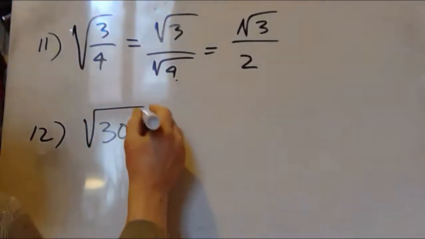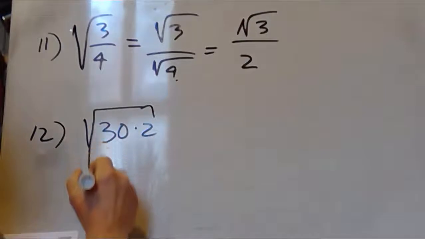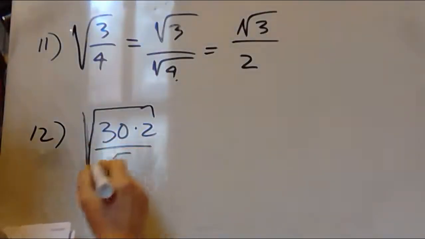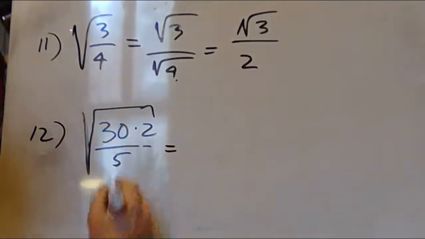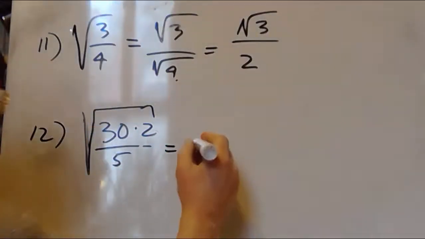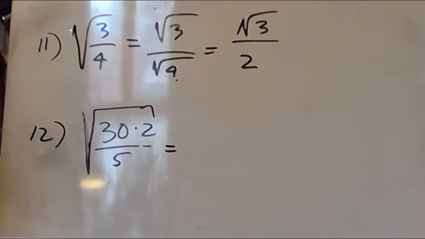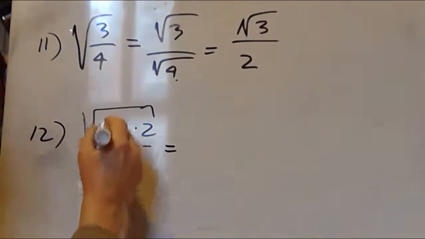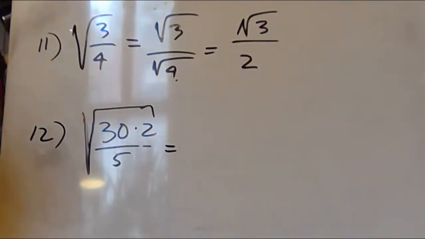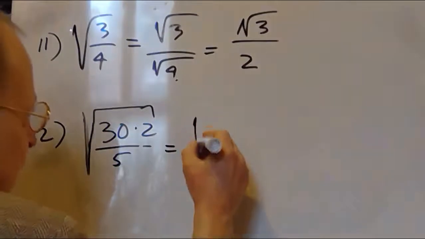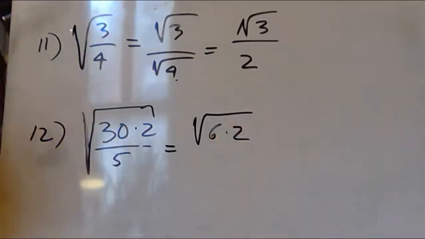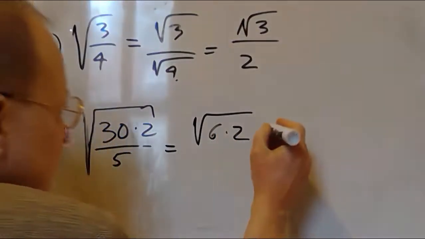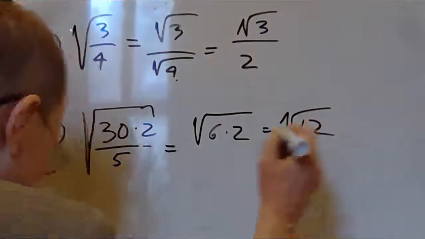30 times 2, and that's all over 5. Well, it turns out we can simplify this. So there we get rid of that potential radical on the bottom, because 5 goes into 30, and we end up with 6 times 2, and that's equal to the square root of 12.